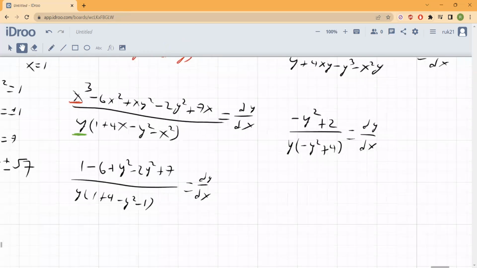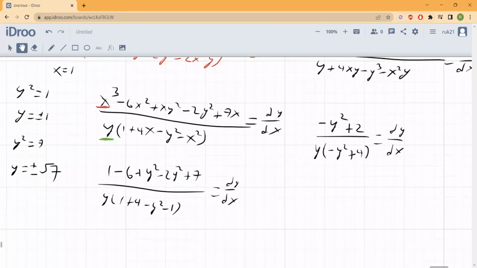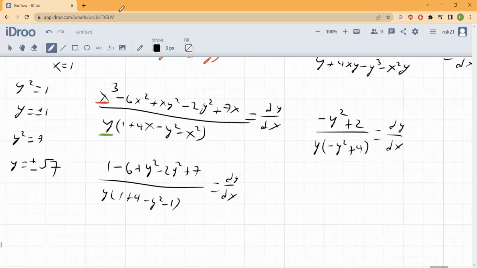So now comes the fun part. We're finally getting to our solution after a happy amount of minutes. We're just going to start plugging in our y's and seeing what our slope is. So for y equals 1, we're going to get negative 1 plus 2 over 1 times negative 1 plus 4, which is equal to 1 over 3, right?